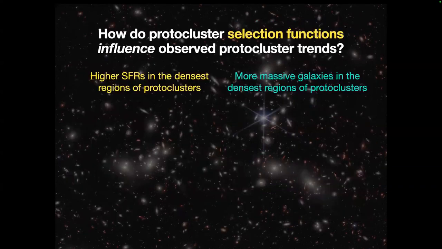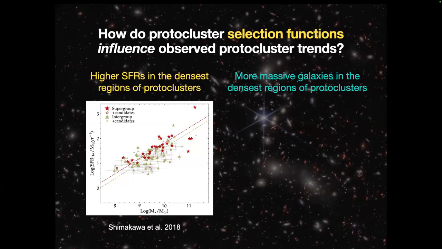Okay, so this is relevant. How do protocluster selection functions influence observed protocluster trends? So in the literature, people have been characterizing the galaxy properties in the densest part of protoclusters relative to other parts of protoclusters. So for example, on the left here, this is star formation rate versus stellar mass. This is just one example that's showing that the galaxies in the more dense region of the protocluster have higher star formation rates at a given stellar mass than the galaxies in the lower density regions.